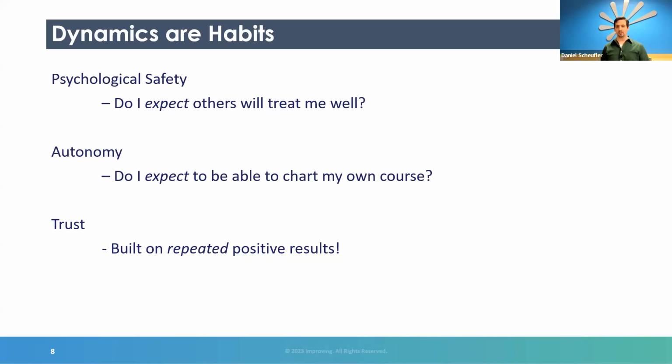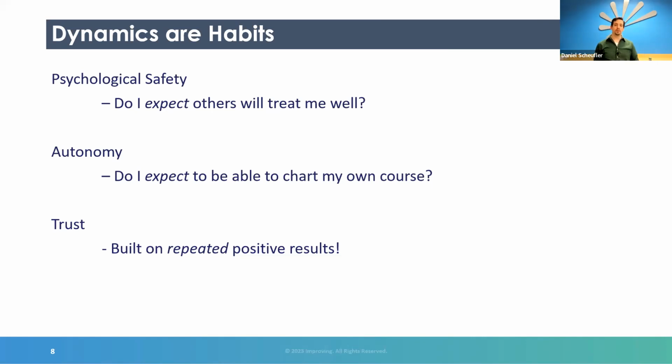That these dynamics of psychological safety, of autonomy, of trust all arise from a future-looking question about what has already happened. Do I expect future others to treat me well? Have they done it in the past? Do I expect, future-looking, to be able to choose where I'm going to go? Was I allowed to do it last time?